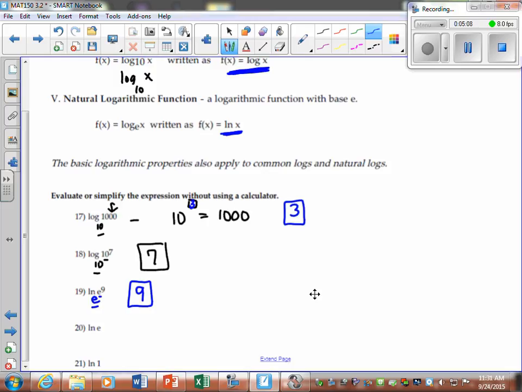Number 10. Okay, and we continue. There's a known base e here. So when this e matches this e, the answer is the exponent. What's the exponent this time? Just a known one. Good.